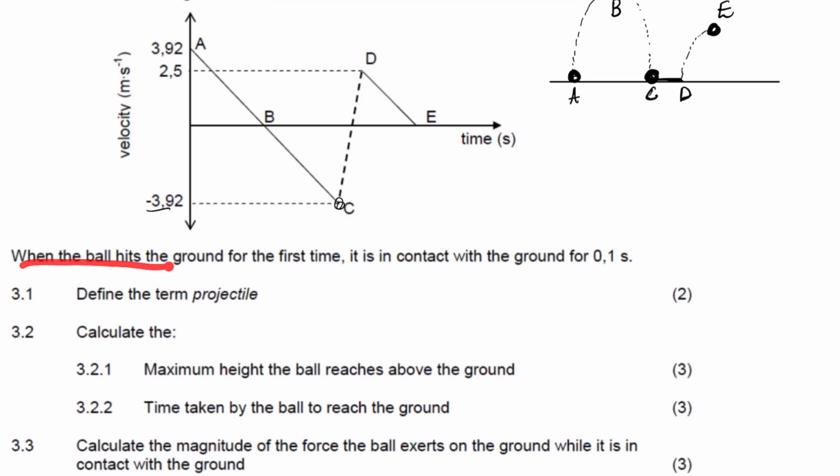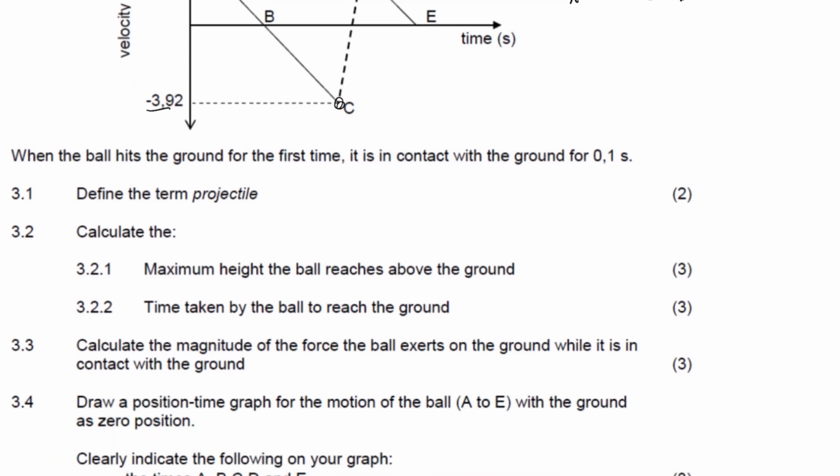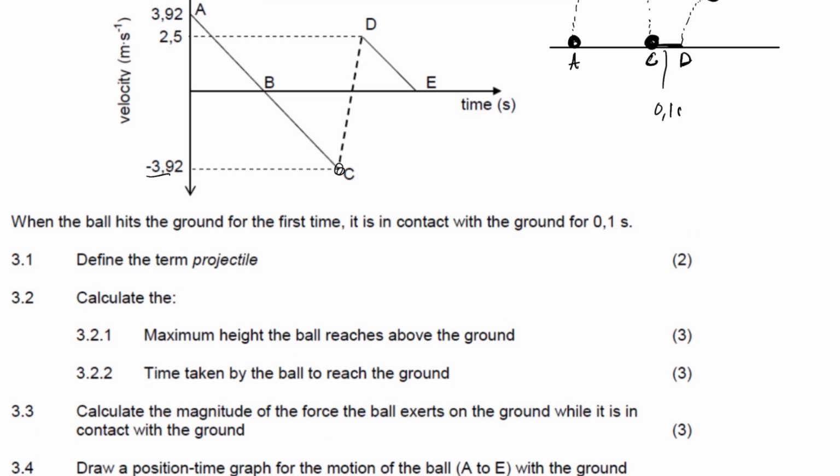Now it says when the ball hits the ground for the first time, it's in contact with the ground for 0.1 seconds. That's why I've said there's a contact time, because I see those broken lines are sloped, or they are diagonal in a way. If those broken lines were straight, the contact time would be negligible, but now it's not negligible because they are diagonal or sloped, their gradient is not zero. So the contact time we're given there is 0.1 seconds.